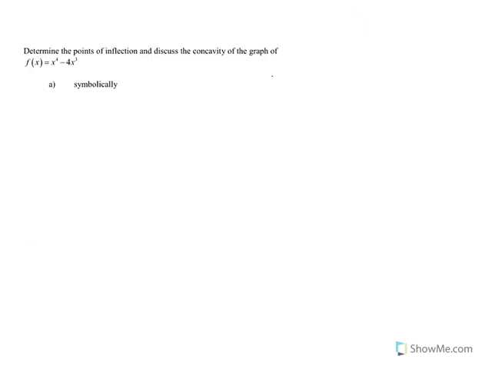And this next example is determine the points of inflection. So remember, points of inflection are where the curvature or the concavity changes. So this is going to be just a second derivative test. But they do want us to do it symbolically, so by hand. So we're going to need a second derivative.